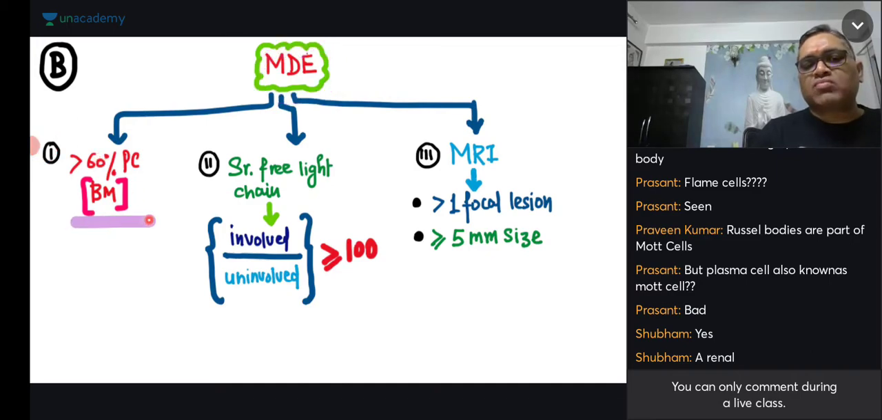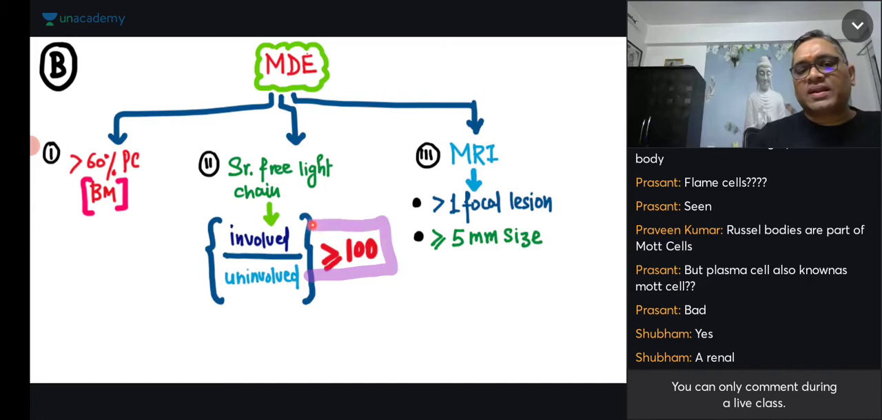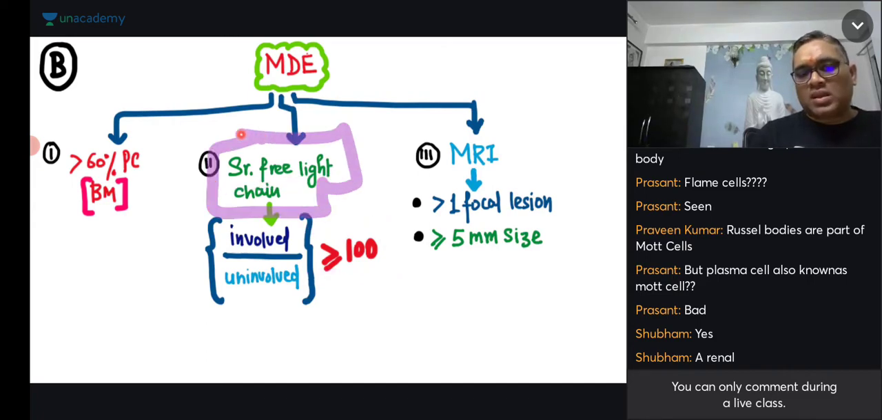Number one, bone marrow biopsy should have more than 60% plasma cells. Number two, serum free light chain. You are going to measure the free light chain in the serum, involved and uninvolved, meaning which are involved with the disorder and which are not. This ratio should be measured, and if it is equal to or more than 100, then it is significant. So, serum free light chain involved divided by uninvolved.